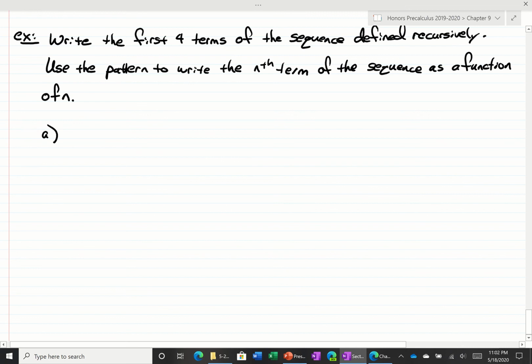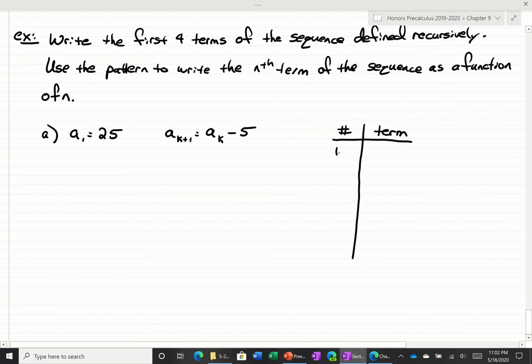So watch. Say the first term in the sequence is 25, and to get the next term, what you do is you do the previous term minus 5. So let's try to come up with a function with this. So let's have the number in the sequence, and then what the actual term is, and we'll see if we can figure out how to write a function rule from this. The first term is 25. To get the second term, 1 plus 1, right? We're going to take a sub 1 minus 5, 20. The third is going to be 15. The fourth is going to be 10. It asks us to write the first 4, so there we did.